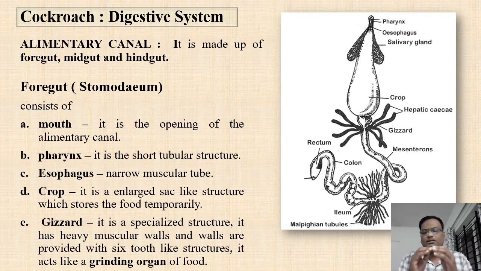Now this gizzard, since it is muscular in nature, is capable of contraction and relaxation, and the food which is pushed from crop into the gizzard is going to be broken down into very small pieces, or it's grinded. The food is going to be grinded, and that helps in the further digestion process. So we can consider gizzard as the grinding organ of the digestive system of cockroach.